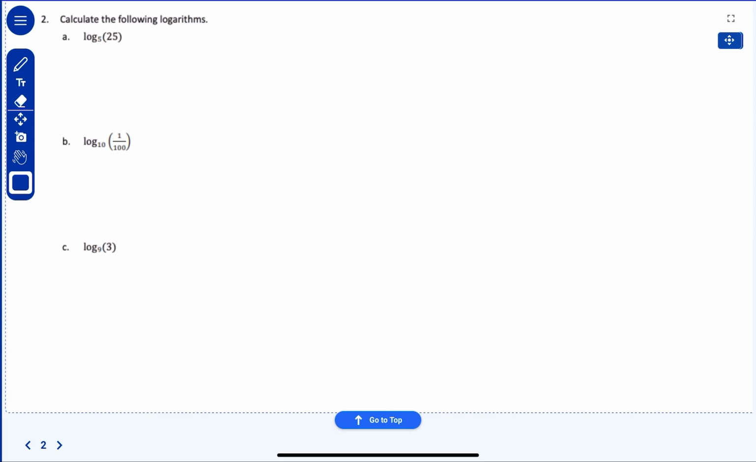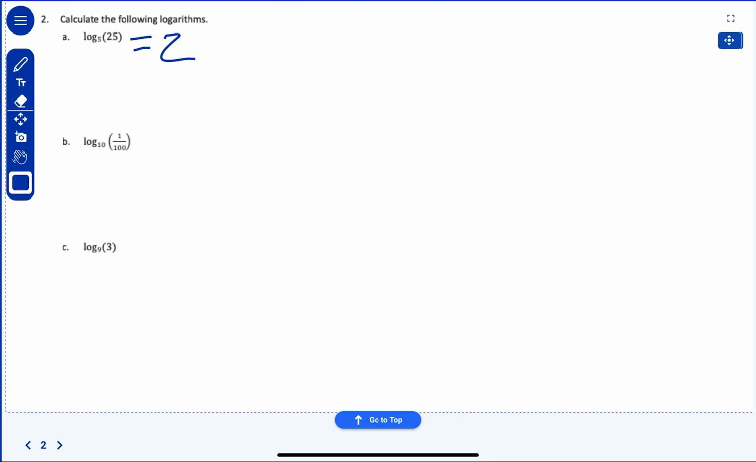Okay, so calculate the following logarithms. What do you say in place of log? You should know this if you watched your video. What power? That's all you have to see. To what power of 5 is it equal to 25? 2. So this would equal 2.